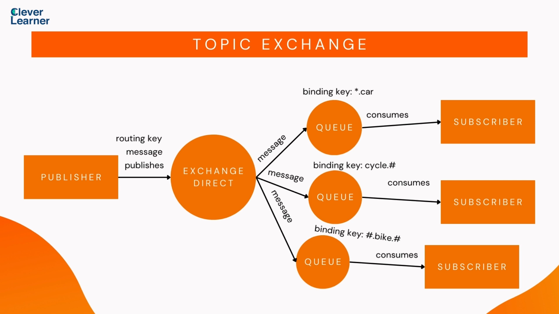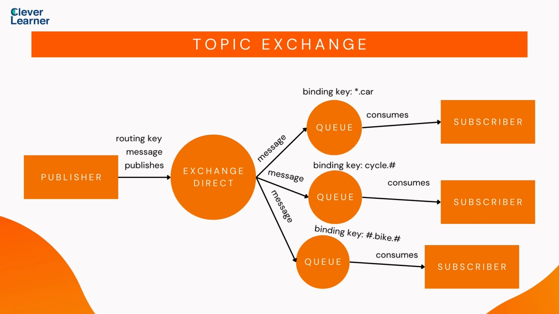Next, you have the topic exchange, which is more complicated than the other exchanges because it is a pattern. If you have a star before something, it means you can only have one word before it, and if you have a star after it, it means you can have only one word after it. Then you have the hash. If you have a hash before or after, it means you can have as many words before or after.